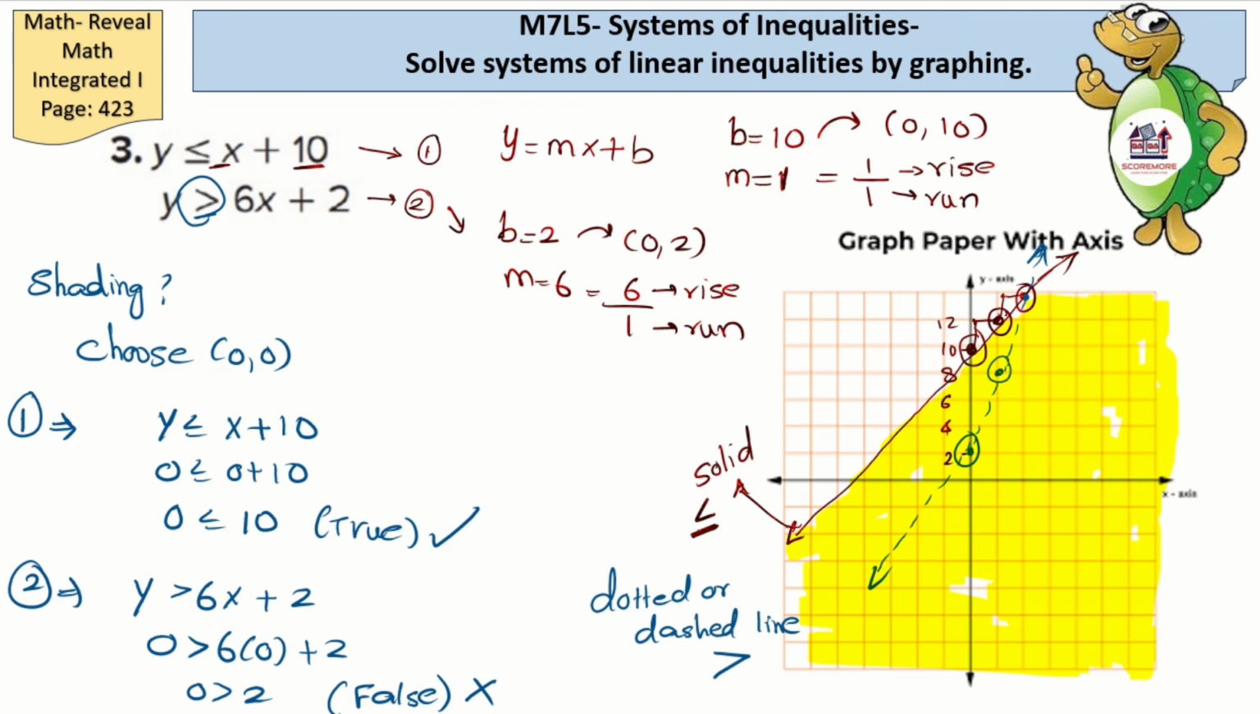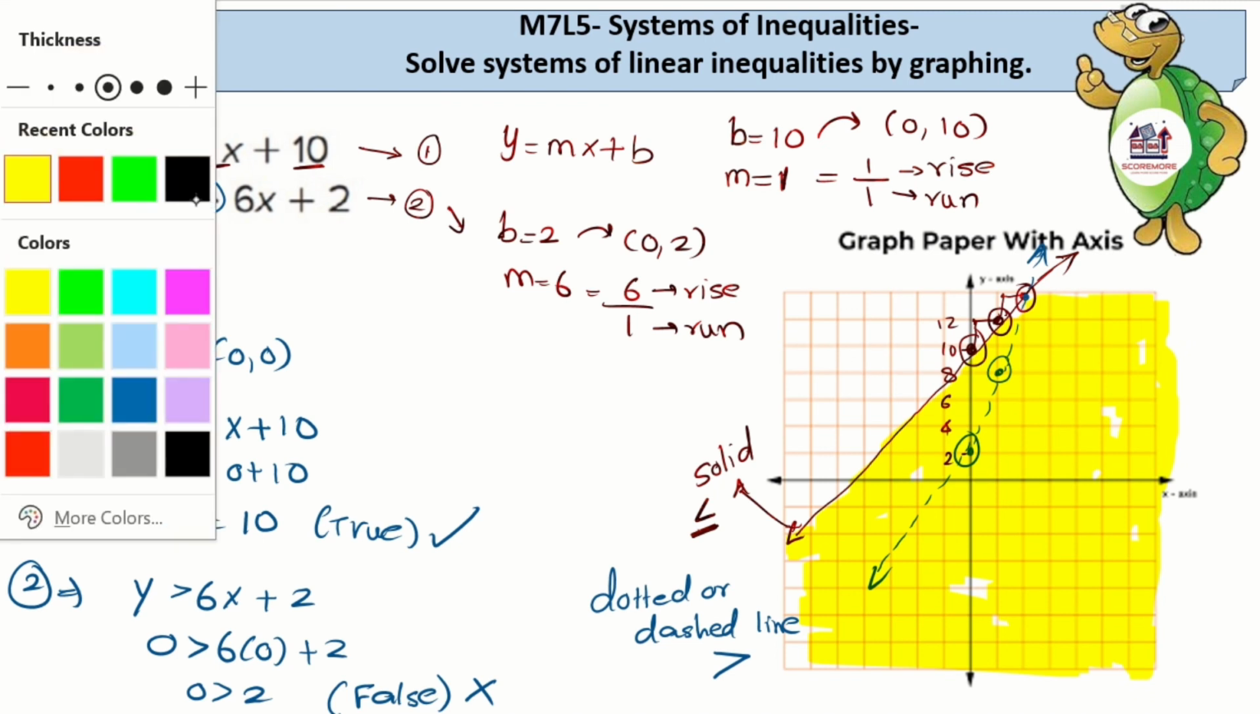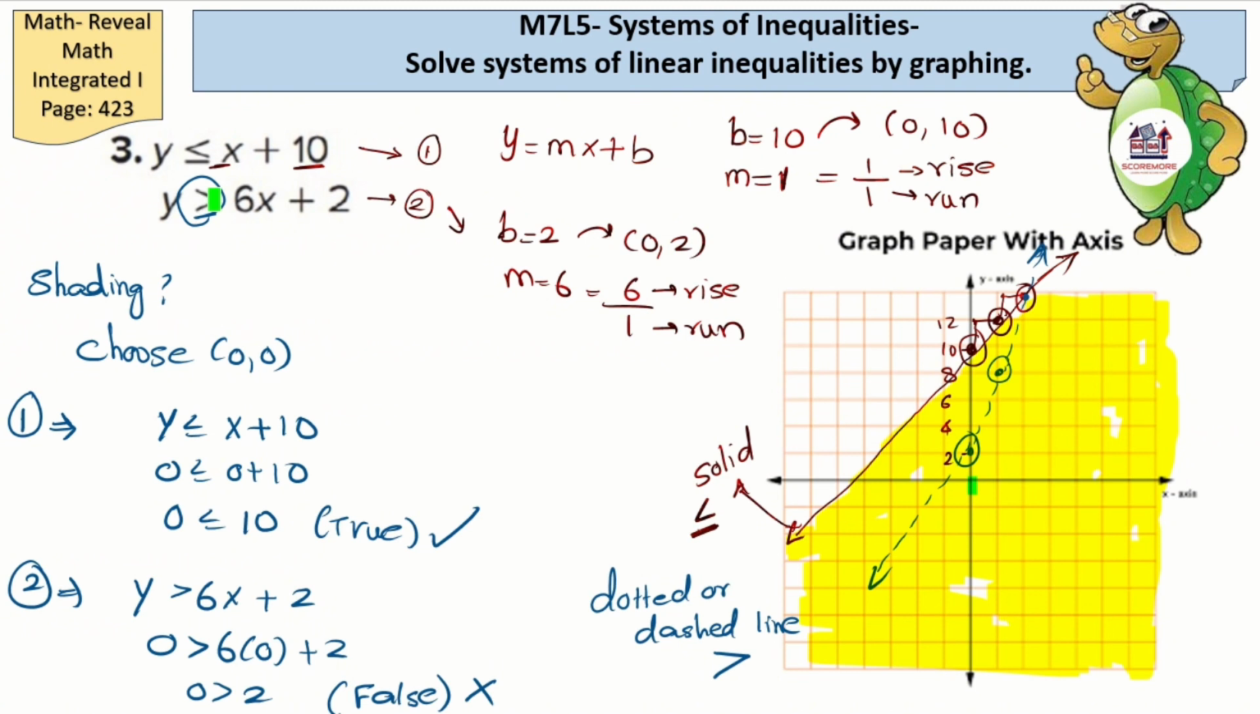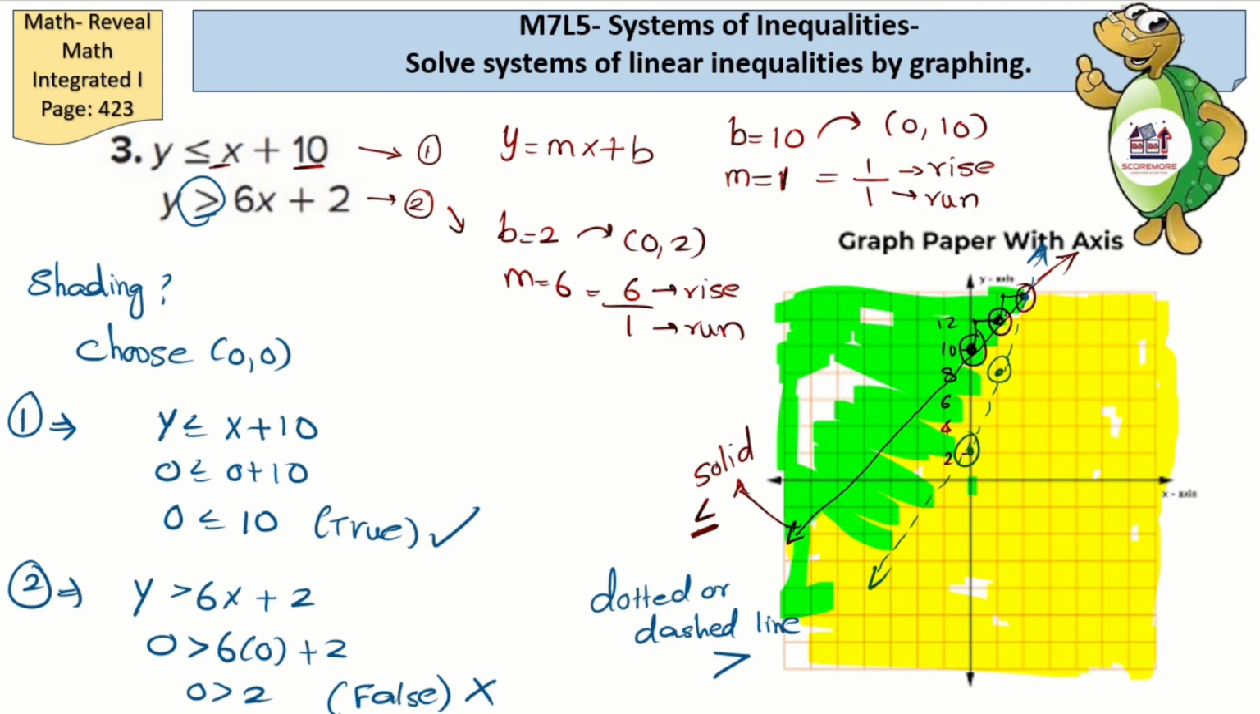So focus on the (0, 0) area and on the line graph. Now you are going to shade the area in which the origin is not included, so you have to shade up. After shading, you have to look for the common area which encloses both the shadings for inequality number 1 and inequality number 2. The new shaded area is the solution.